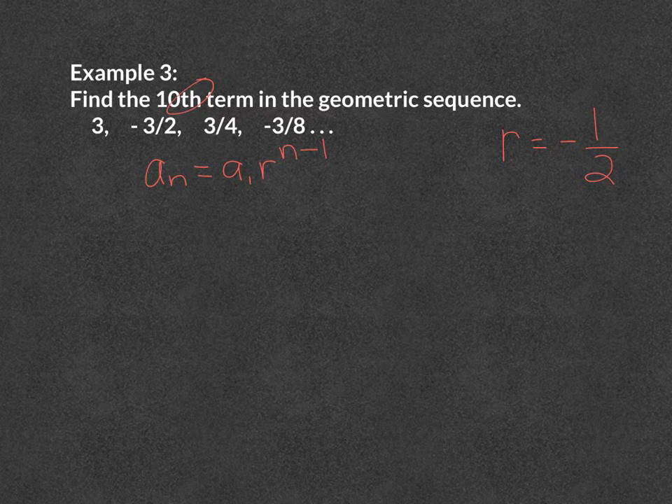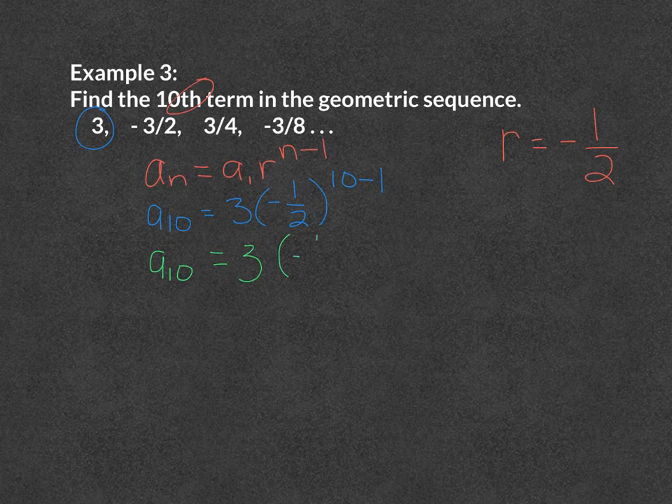Now I'm going to use my numbers and plug them into the formula. So a sub n is the term we're looking for. We are looking for the 10th term. So that'll be a sub 10. A sub 1 is the first term. We know the first term to be 3. We're going to multiply by our ratio, which is negative 1/2. And then n is the number of terms. We know there are 10 terms, minus 1. Now I'm going to bring down a sub 10 equals 3, bring down negative 1/2, and then 10 minus 1 is 9.